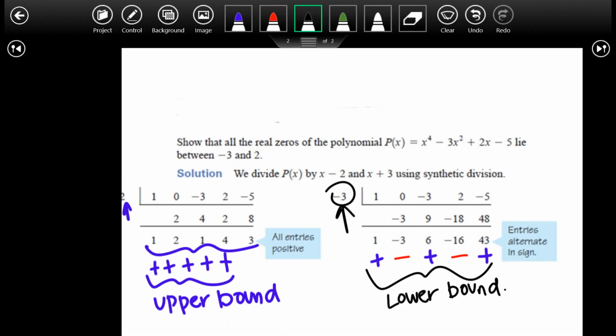If they're all positive entries using synthetic division, and the entries for your quotient are positive, it means that it's an upper bound. If they're alternating and we're using a negative value in synthetic division, it's going to be a lower bound. And we'll show you what we can do with these. But as long as you understand that concept, this is the only thing we're going to look at, and this is going to sum up the rest of our understanding of polynomials.